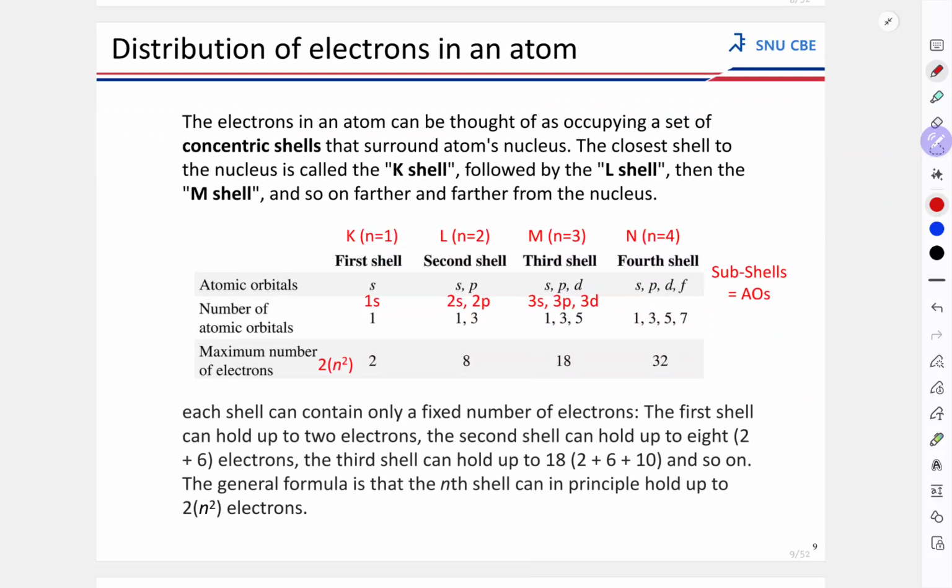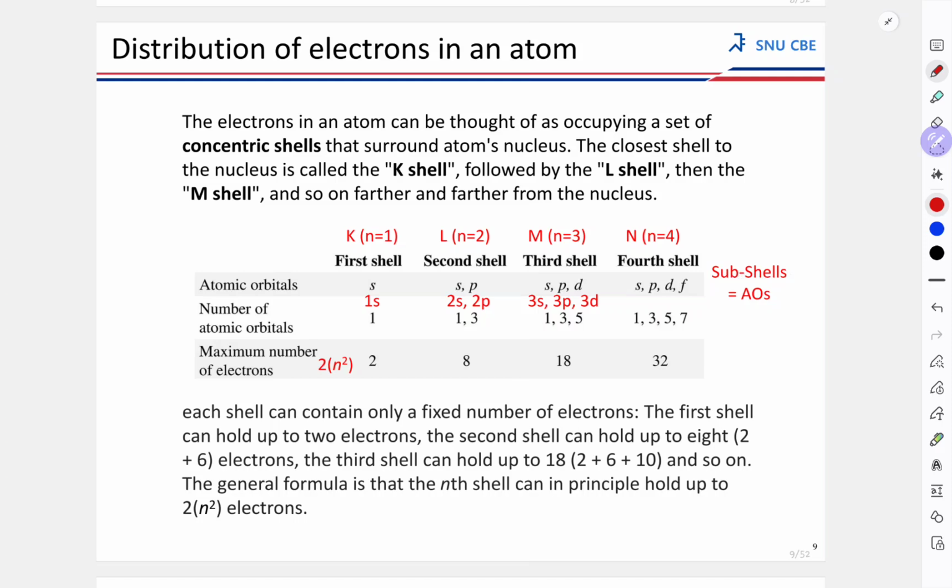The K shell has one s orbital. The L shell, the second shell, has s and p orbitals, and you can put 2 in front of s and p for the second shell. We call them 2s and 2p orbitals. These are subshells for the corresponding primary shell. For the third shell, you have s, p, and d orbitals, or subshells, called 3s, 3p, and 3d orbitals. They belong to the third shell. For the fourth shell, you have the additional f orbitals, so you have s, p, d, and f orbitals in the fourth shell, or N shell.